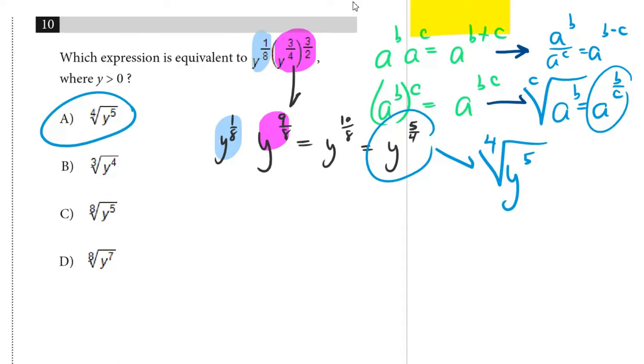And this is a rule that you definitely should know before you go into any SAT, this set of rules rather, and also this set of rules. So let's go over to number 11.